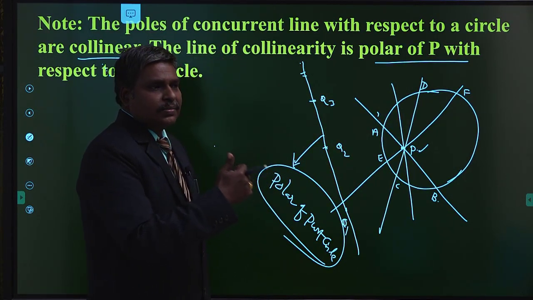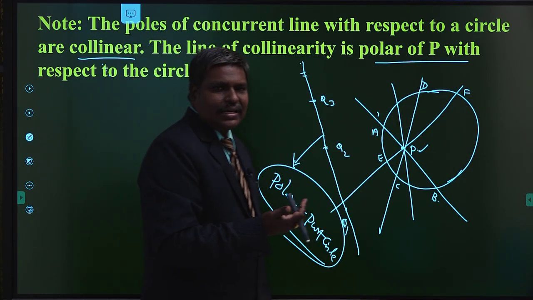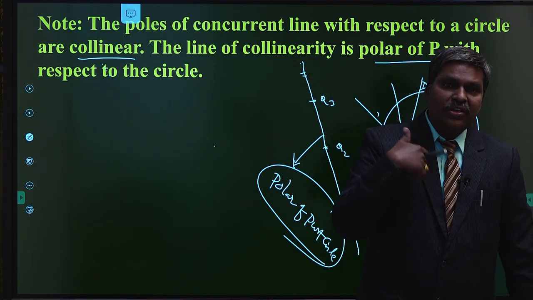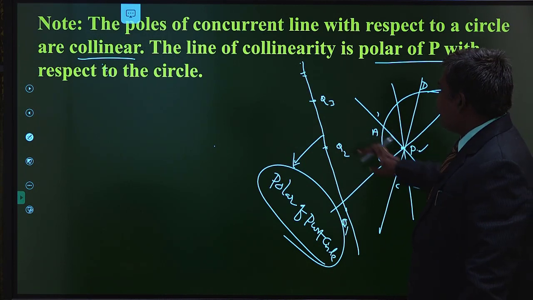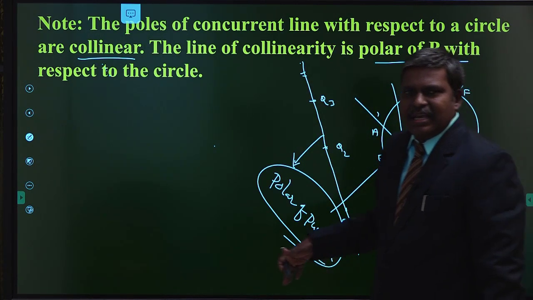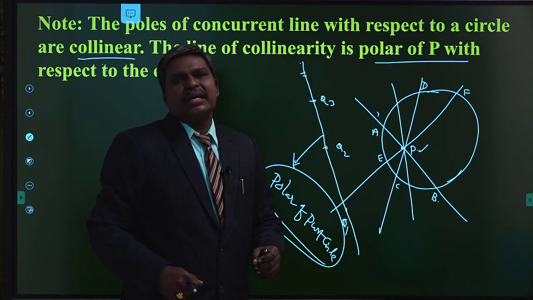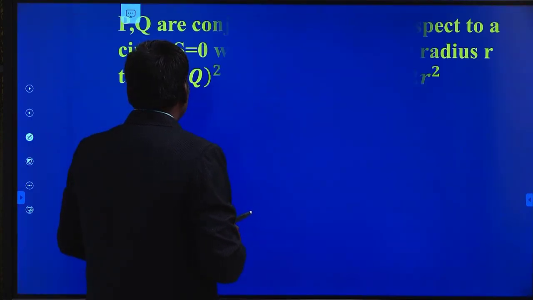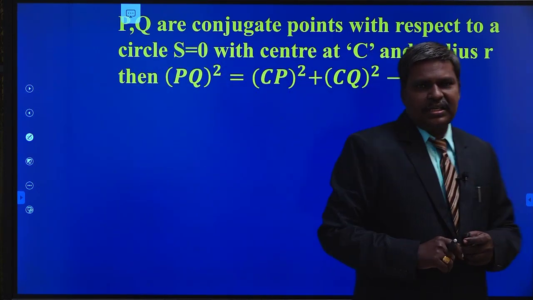Next, what we have discussed: the polars of P, Q with respect to circle intersect at R, then polar of R is nothing but line joining of PQ. If you extend that one, consider a set of concurrent lines, then the poles of these lines are collinear, and that line of collinearity is nothing but polar of P with respect to the circle. Understand? See the result. Very interesting result.